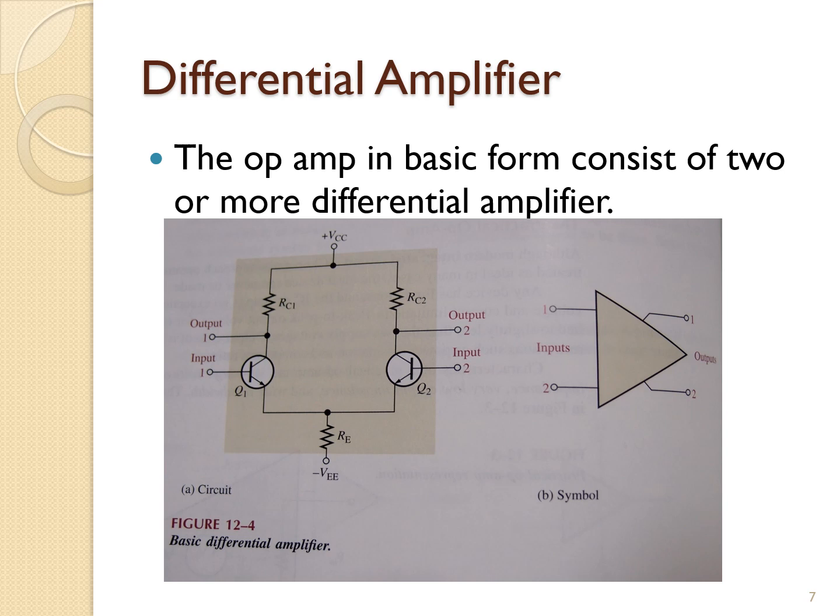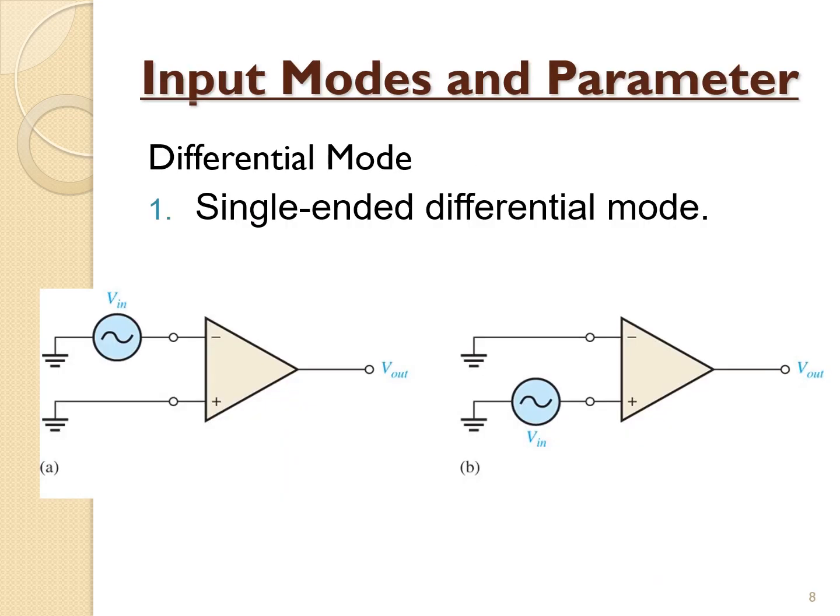The differential amplifier is the input stage for the OpAmp. It provides amplification of the difference voltage between two inputs. The slide shows the circuit for the differential amplifier and the symbol of it. In the differential mode, either one signal is applied to an input with the other input grounded, or two opposite polarity signals are applied to the input.